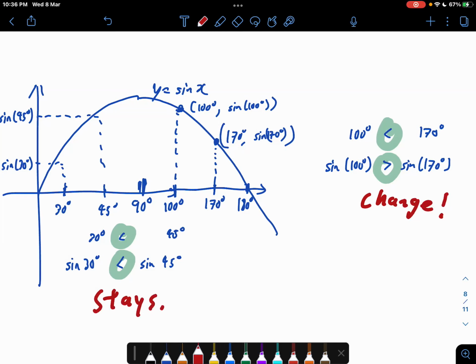The other one stays. So when you apply sine to both sides of an inequality, can you always keep it in the same direction? No, not always. So what's the rule? When do you need to change it? When does this happen? Or why?